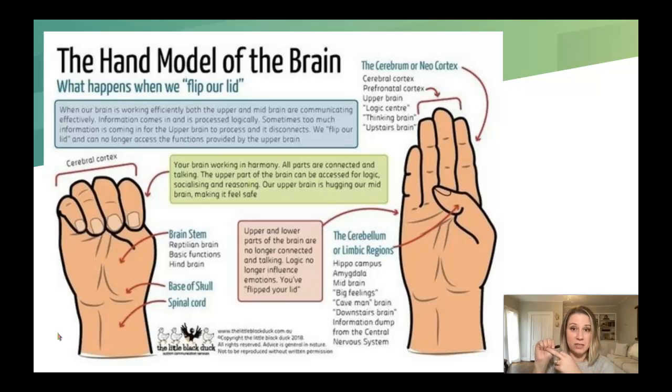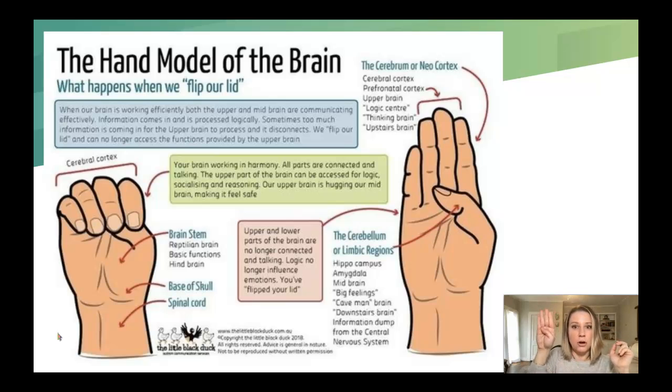Like that planning. This is where all those executive functioning things occur. Planning, connectivity with others, creativity comes out of this place. Calm, a sense of calm and settledness in the body, in the environment, takes place when the prefrontal cortex is right here, is online. Now, when our lids are flipped, right?